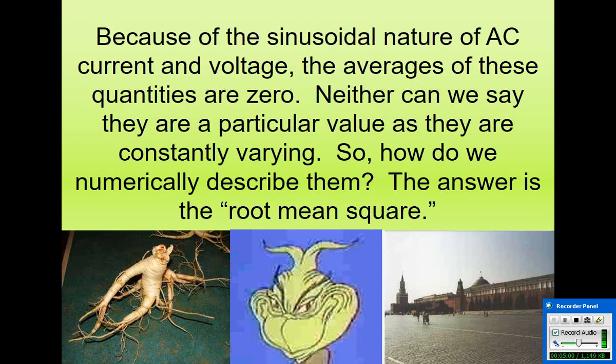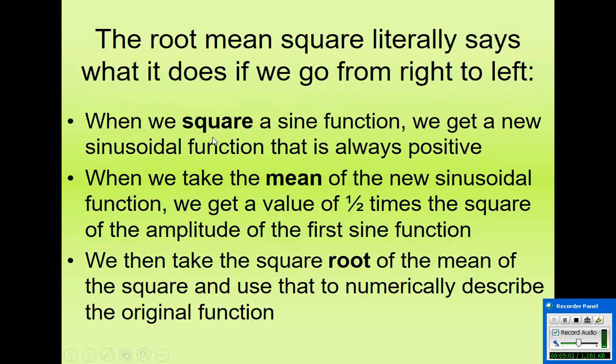And this is called the root mean square. The root mean square is a pretty literal expression, except instead of going left to right like you would in a regular sentence, we have to read that from right to left. If we take a sine function and we square it, we are always going to get a quantity that is non-negative. It's always going to be greater than or equal to 0. But it turns out that the square of a sine function is also itself a sinusoidal oscillating function.